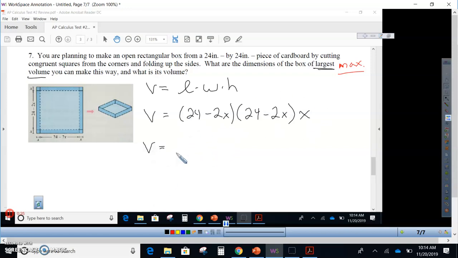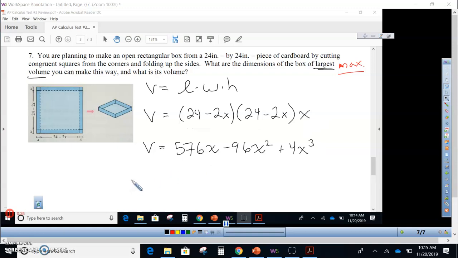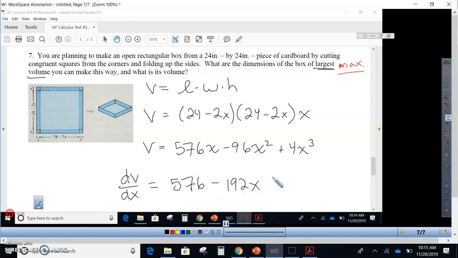And so when you multiply, you should have 576x minus 96x squared plus 4x cubed. So it's a lot easier to find the derivative of this polynomial. If you took the derivative of this as is, you would have to use the product rule twice. So I don't want to do that. Now, dV over dx here, what we have is 576 minus 192x plus 12x squared.